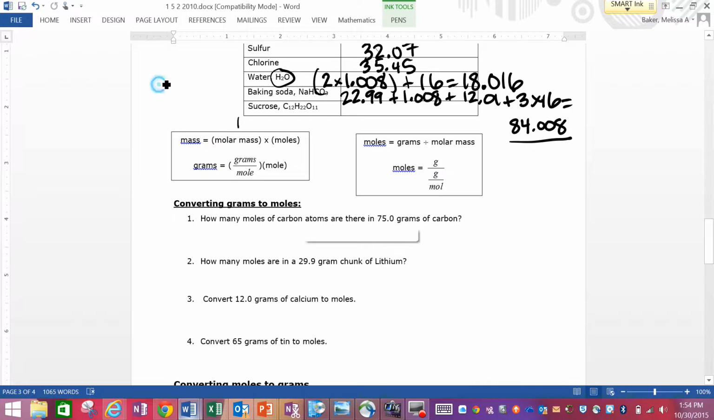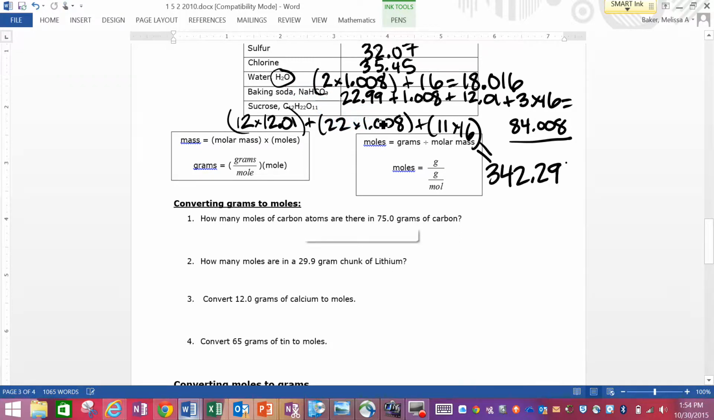Sucrose. Let's see, 12 carbons, so 12 times the atomic mass of a carbon, 12.01, plus 22 hydrogens, plus 11 oxygens. Add all of that up and it adds to 342.296. So 1 mole of sugar molecules weighs 342 grams. I'm going to say that in a different way. If you had 6.02 times 10 to the 23rd sugar molecules, they would only weigh 342 grams. That's not very much.